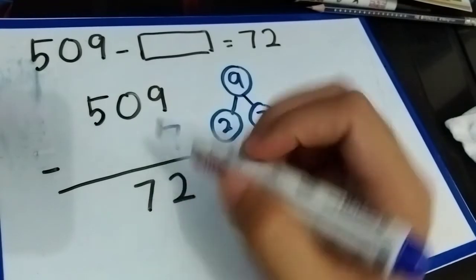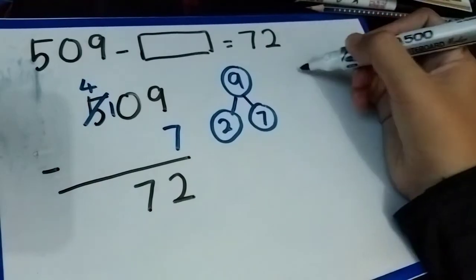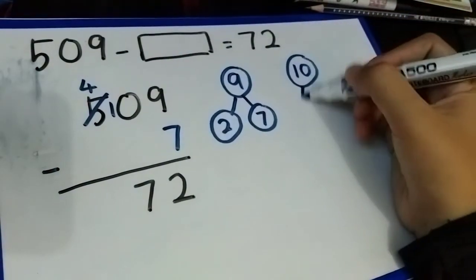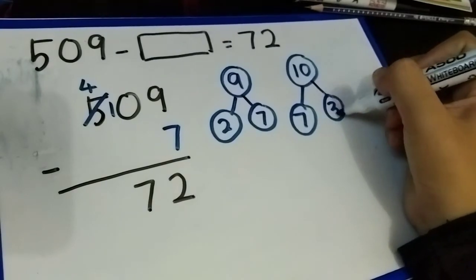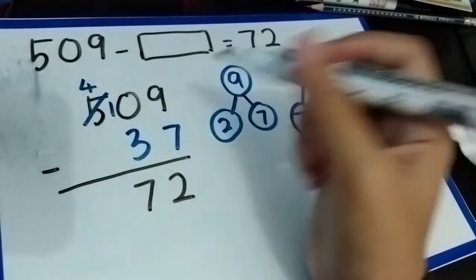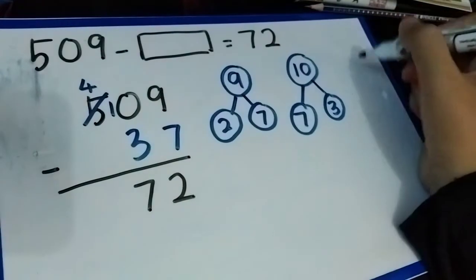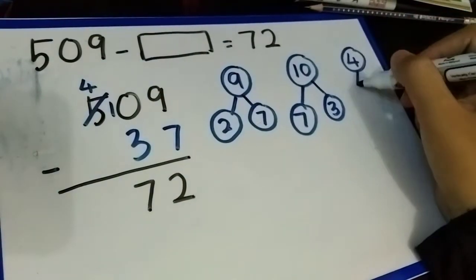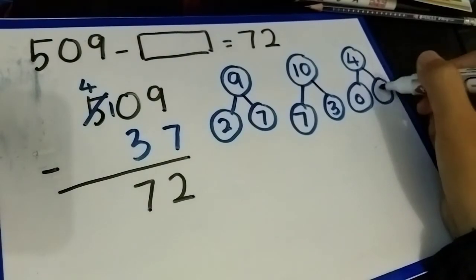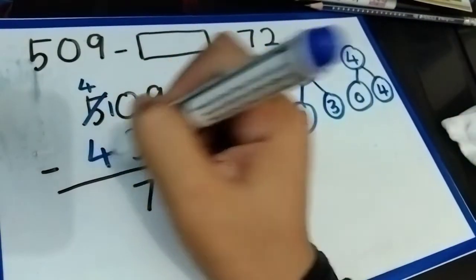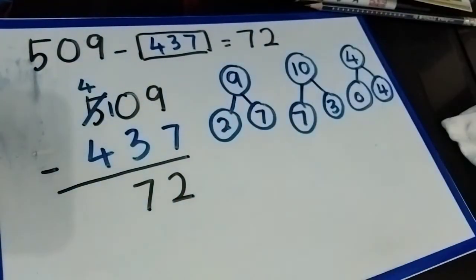Okay, 0 is smaller than 7, so you have to borrow, and then you got 10 here. So 10, the first digit is 7, and the next digit should be 7 plus what gives you 10? Yes, the answer is 3. And then 4 minus what, you get 0. So 4, the first digit is 0. The other digit should be 4. Yes. So the answer is 437. So that's how you do it, okay?